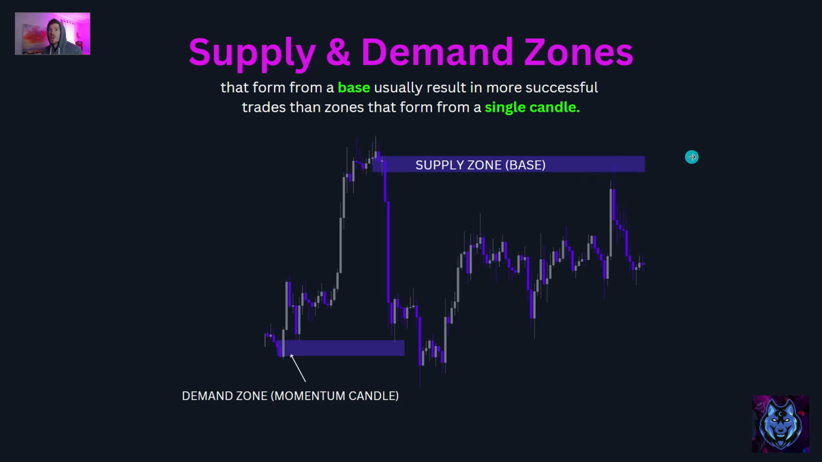Supply and demand zones that form a base usually result in more successful trades than those that form a single candle. So this is a base. These are more solid zones than these, for instance. And you can see that's why price broke straight through this zone.